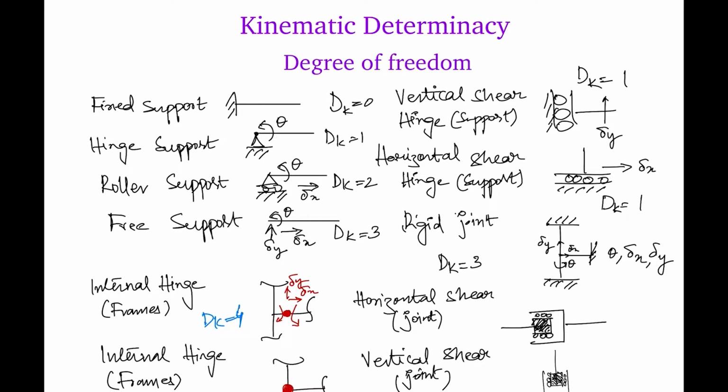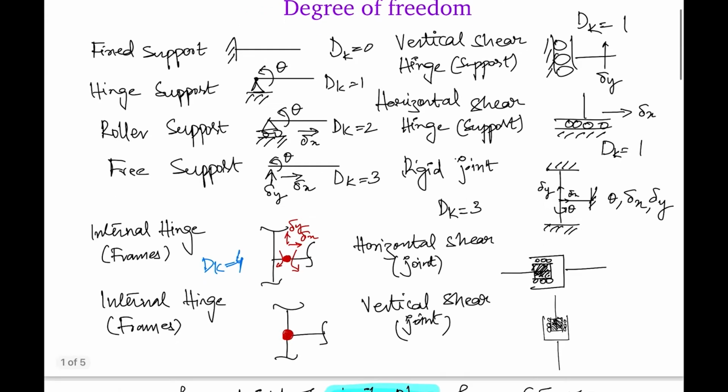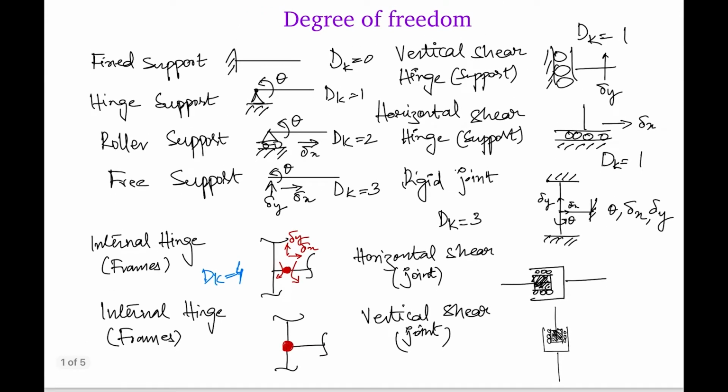For horizontal shear joint, we have the direction of this particular thing moving here, that is delta x, right? We can have this direction because for this one it is also delta x. It can also go up and down because it's a shear joint. It is delta y. You can also have a degree of rotation. So total number of degrees of freedom is equal to 4: one theta, one delta x, another delta x, and one more delta y.